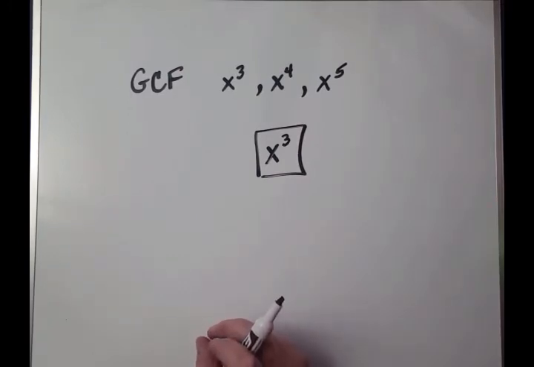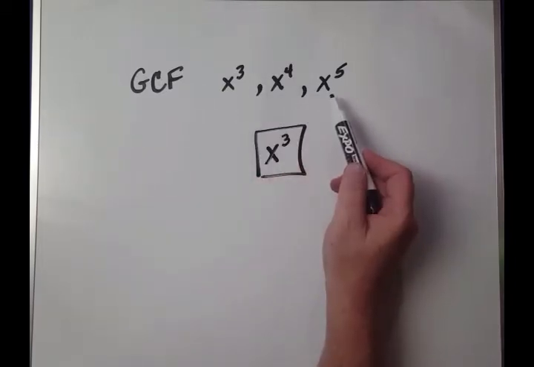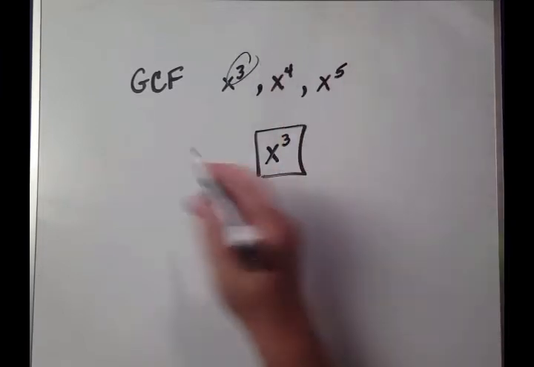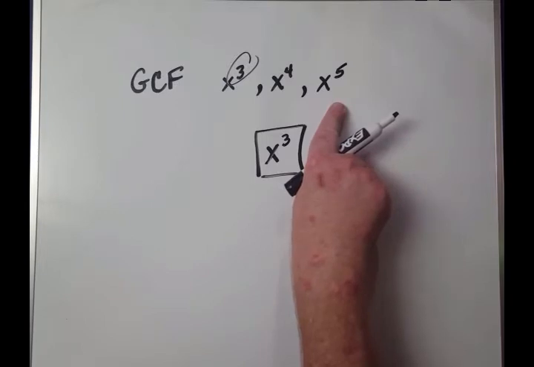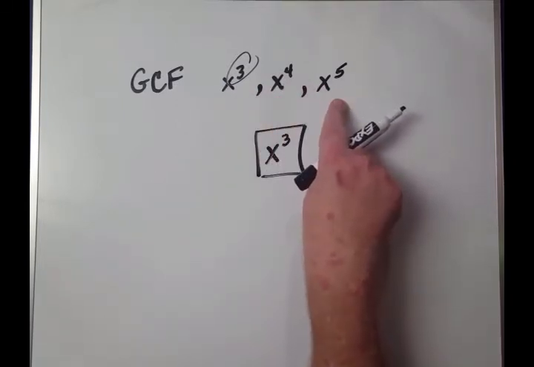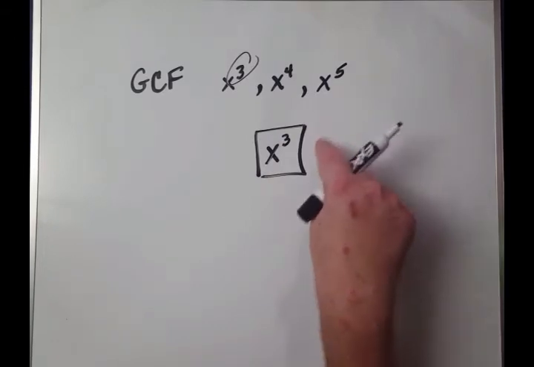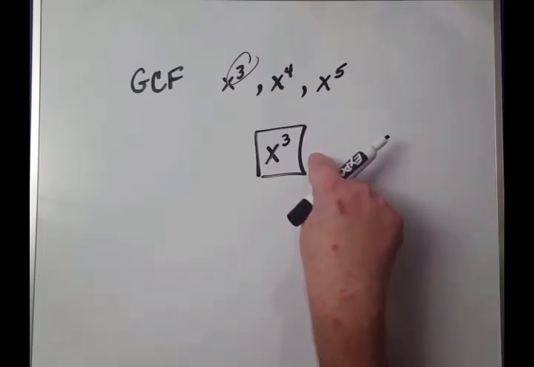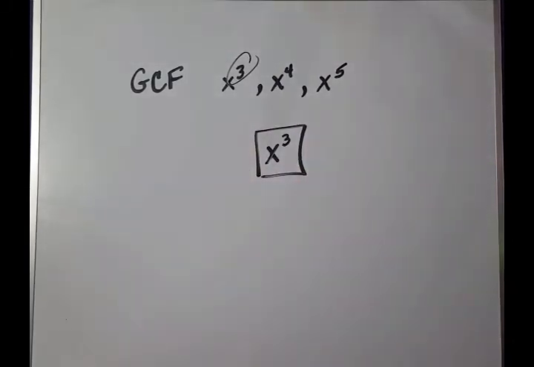And so our rule for getting the greatest common factor when variables are involved is take the variable at its smallest power. All of these terms have 3 x's. Not all of these terms have 4 x's or 5 x's, but they all have at least 3. And so that's the biggest thing that they have in common. We take variables at their smallest power.